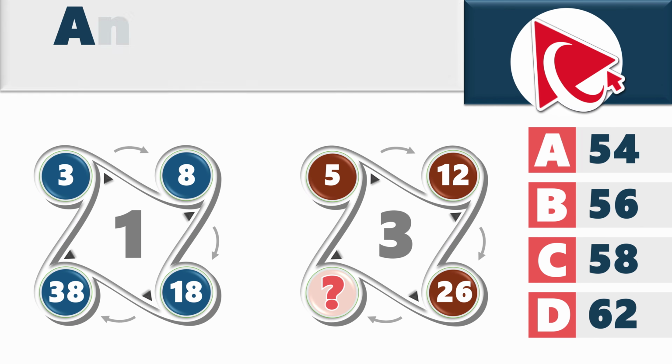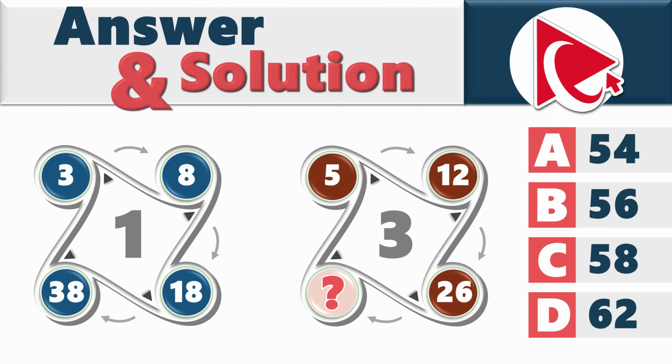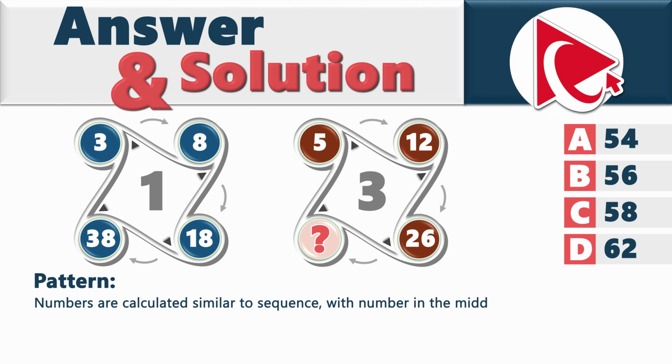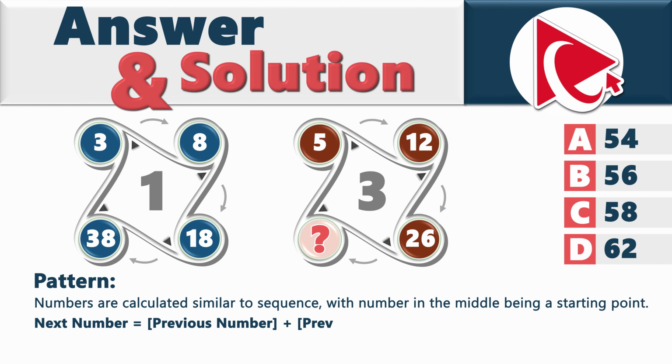As usual, to solve this challenge, we need to understand the pattern. And the pattern here is that numbers are calculated similar to a sequence, with the number in the middle being the starting point. The next number is calculated as previous number plus previous number again plus 2. Or you can say the next number is previous number multiplied by 2 plus 2.